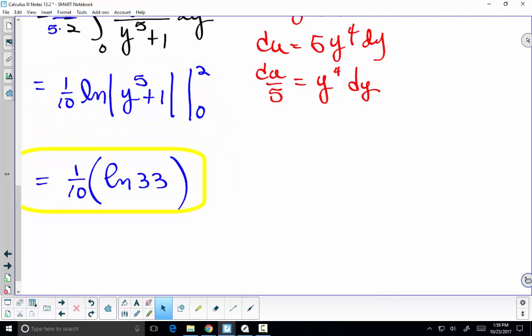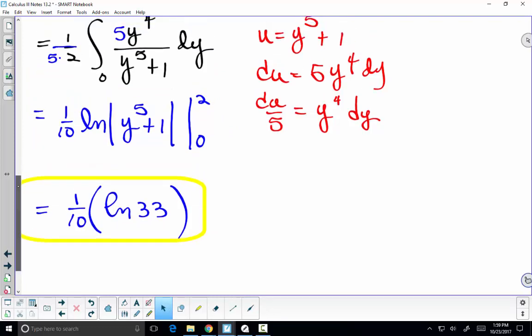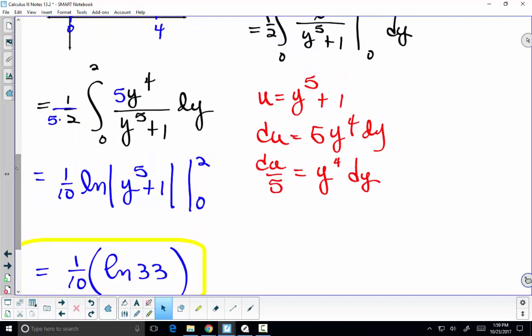Can you scroll up just a tad? Yeah. So that's our answer. Then we should approximate, right? Yeah, right there. Yeah, now definitely type it into your calculator.